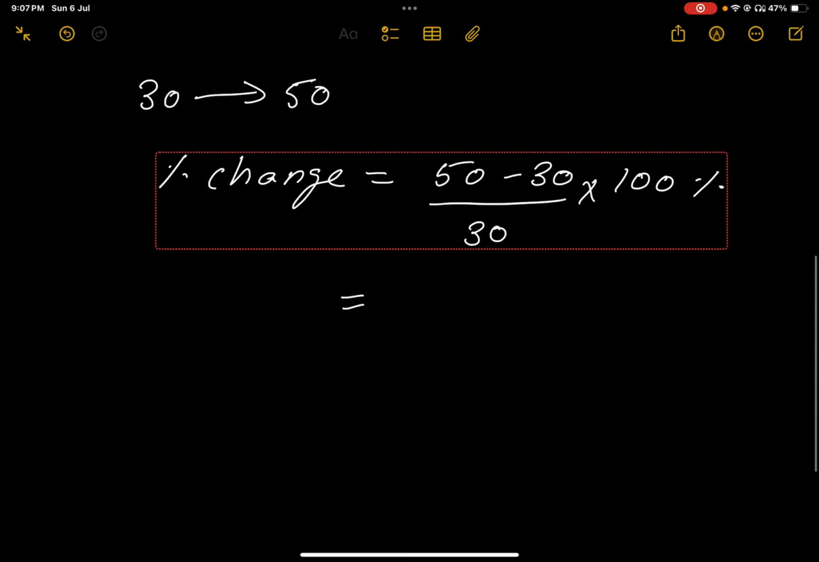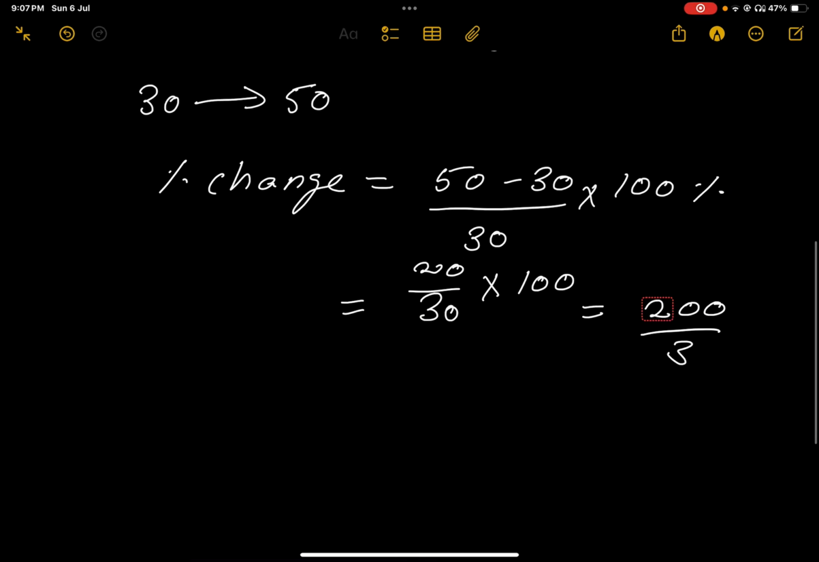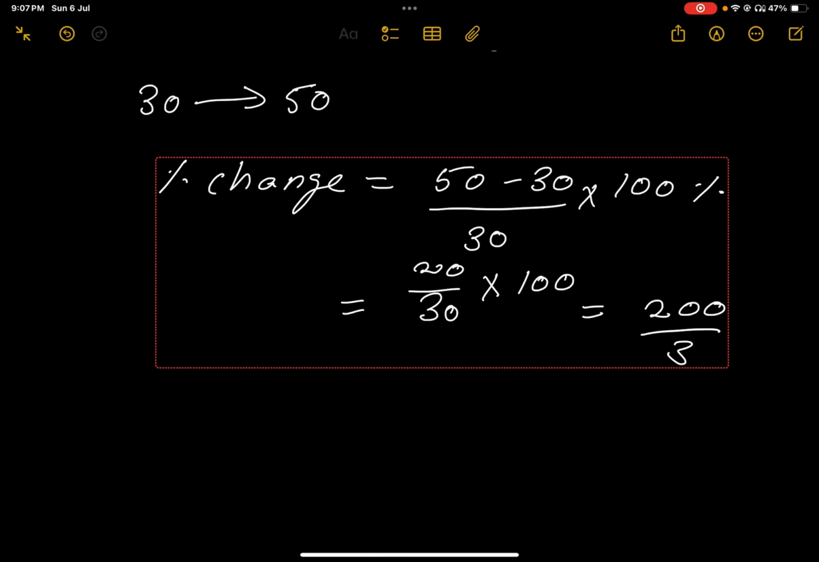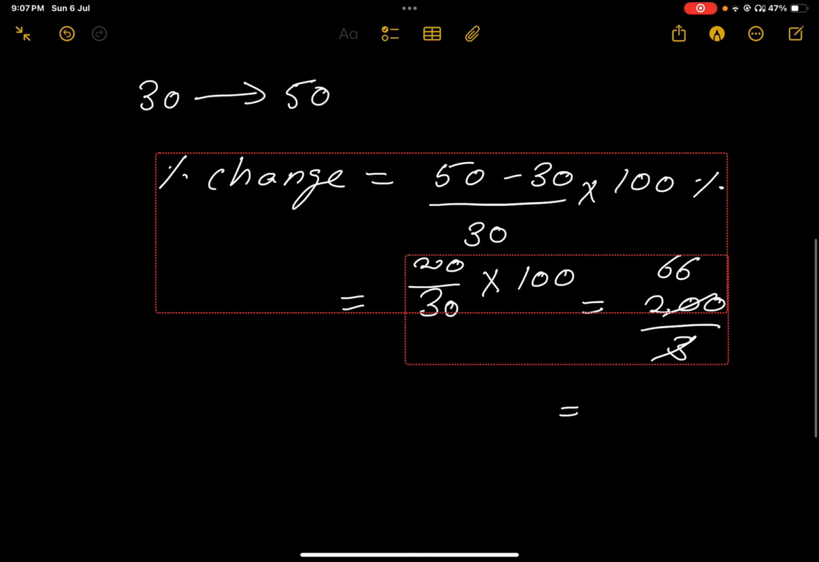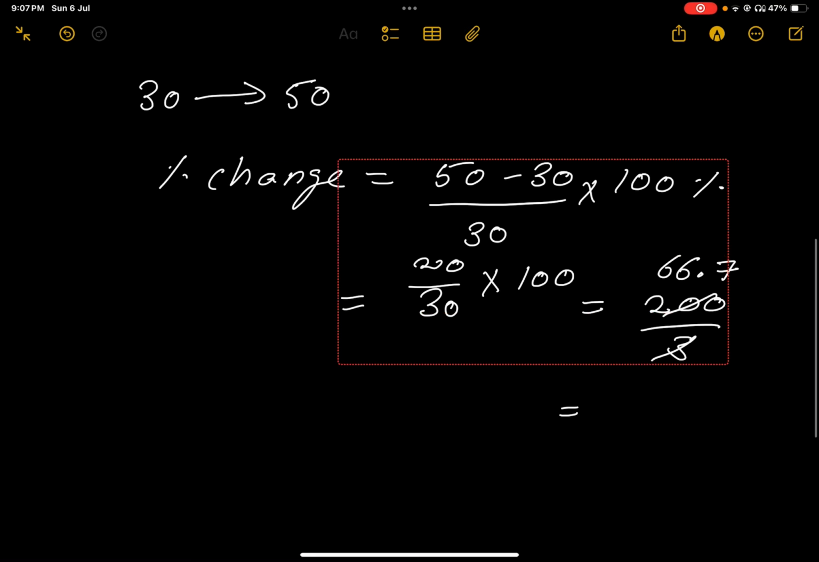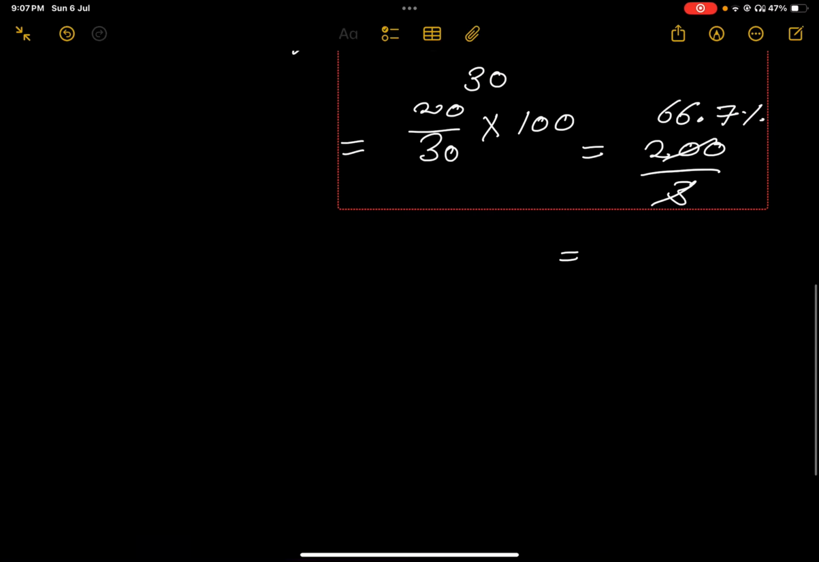By this, we get 20 by 30 into 100, we get 200 by 3, and which is equal to, by using calculator, 66.7, which is the percentage in change.